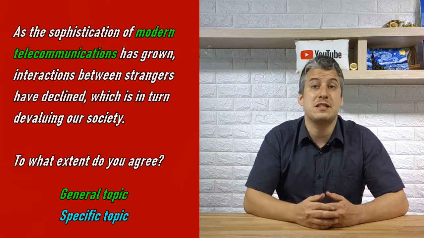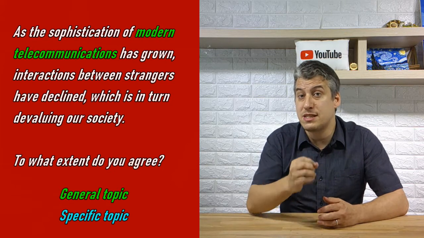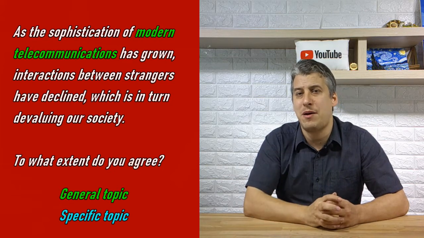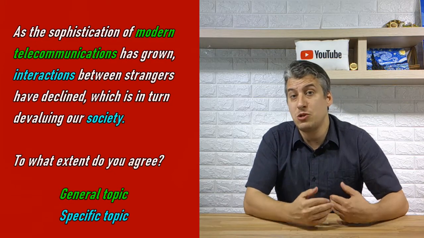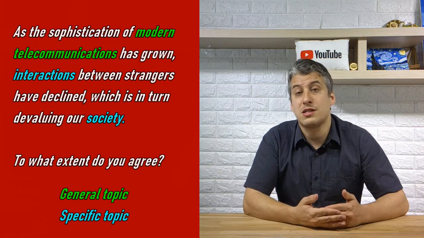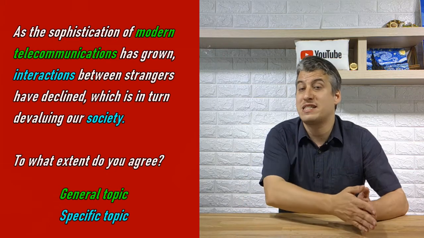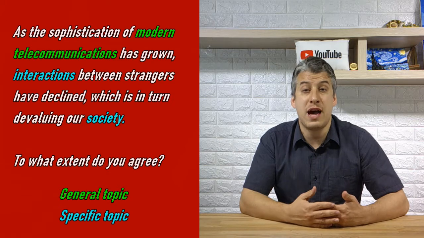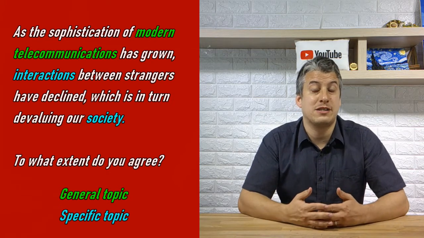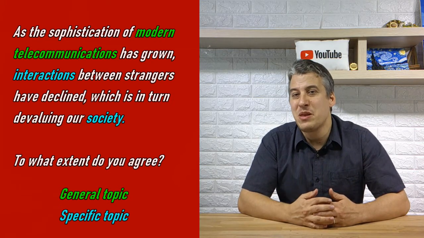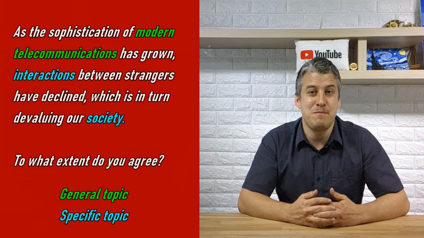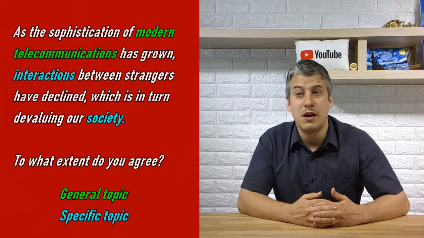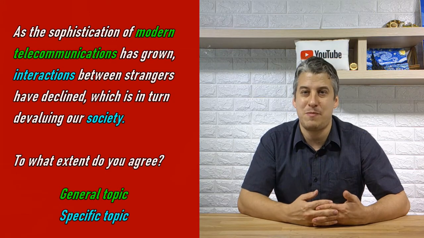But we also need to bring in this idea of this specific issue. What is the question particularly talking about? In this case, it's to do with social interactions. So as long as we talk about how telecommunications has affected the way that people interact, that will get us a good score in task response. If, however, we were talking about how modern telecommunications has led to people losing their job, that is not what the task is about. Okay.